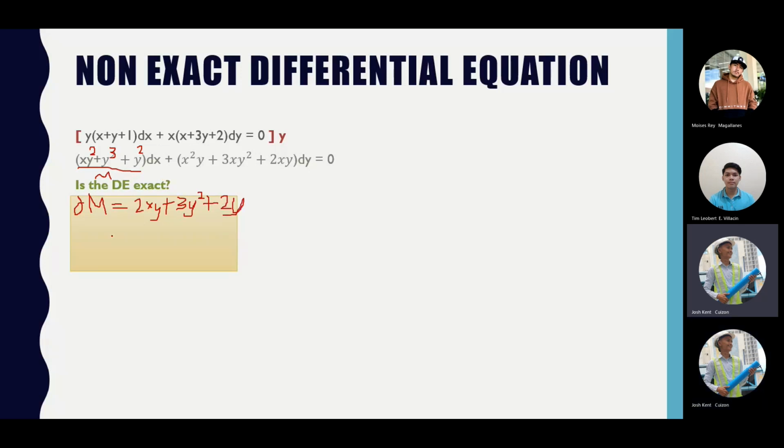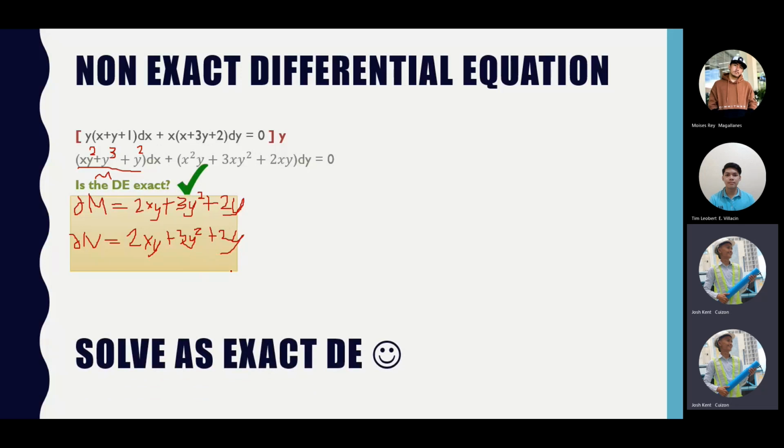Let's test. Partial of N, unsa man ni siya? With respect to x na pud ta. So 2xy gyapon, plus 3xy squared with respect to x man. So 3y squared lang, plus 2xy, so 2y lang. So now we can say that our given DE is exact.